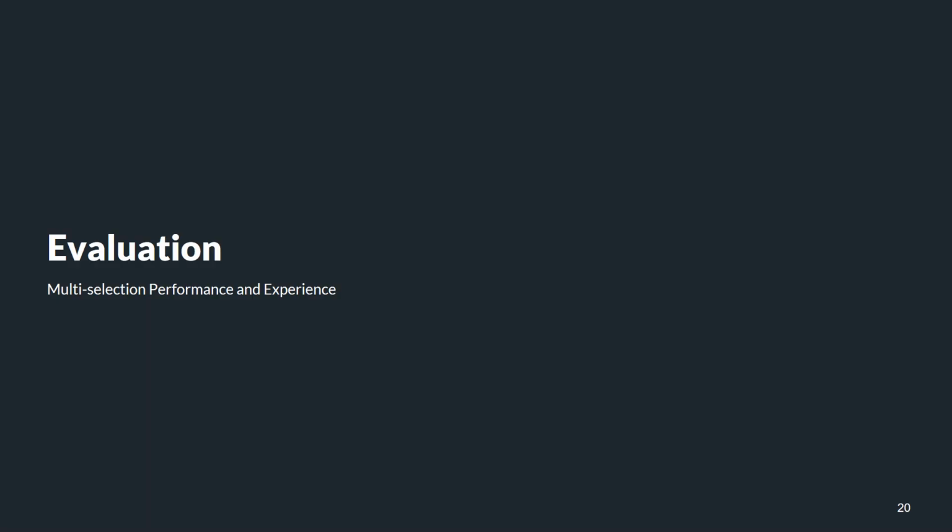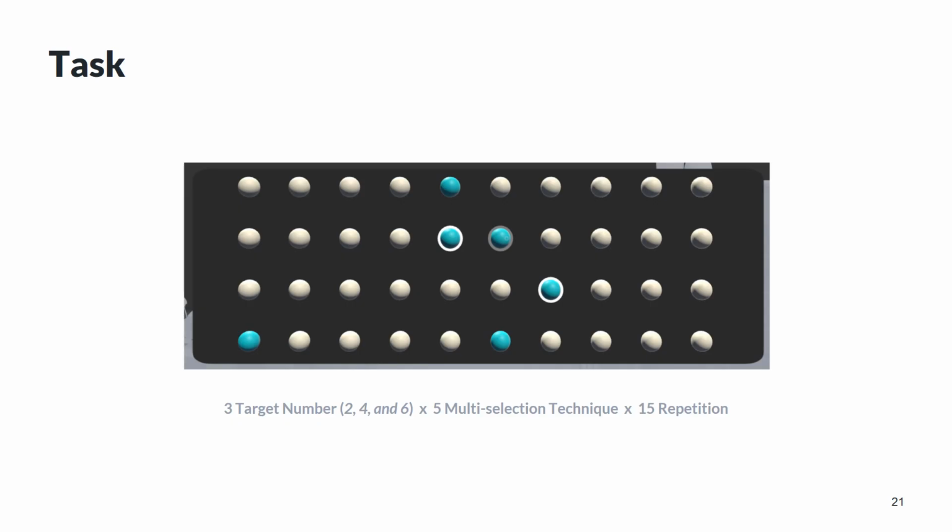Next, we conducted user tests to evaluate the design techniques. We used a scatter target grouping test, in which participants had to group all the targets on a flat grid layout. There were 3 variations of target number per trial, 2, 4, and 6, which is common for serial multi-selection use cases. It was repeated 15 times for each target number and technique combination.